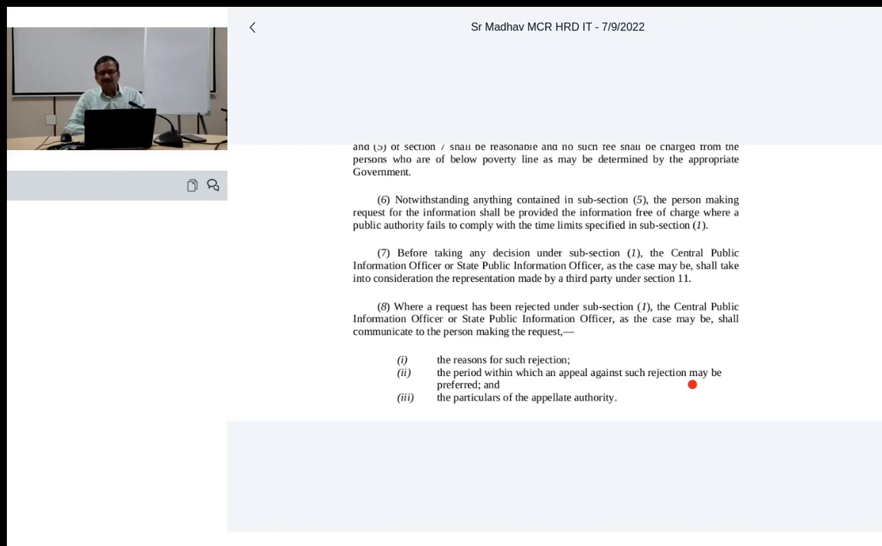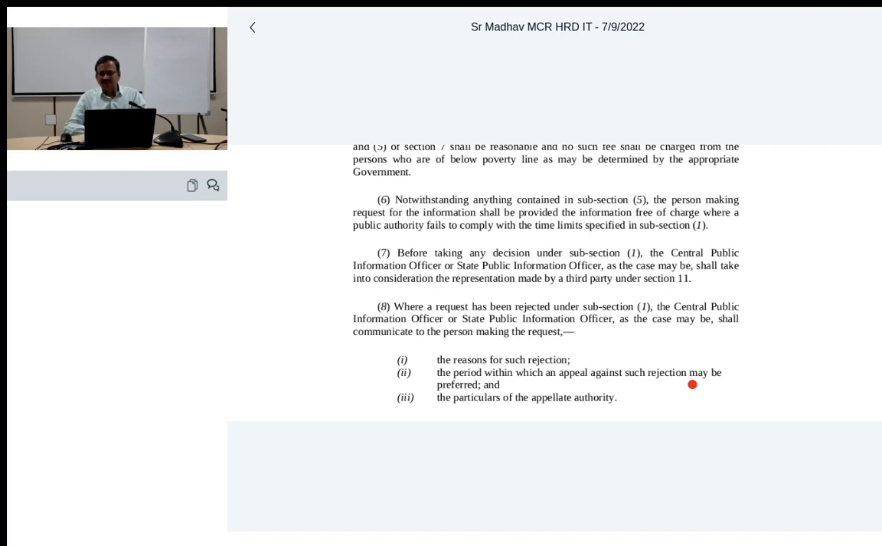And what is the timeline? There is certain limitation here. For a first appeal, 30 days. So you should say that the appeal can be preferred within 30 days of the date of receipt of the order. So this completes the speaking order.